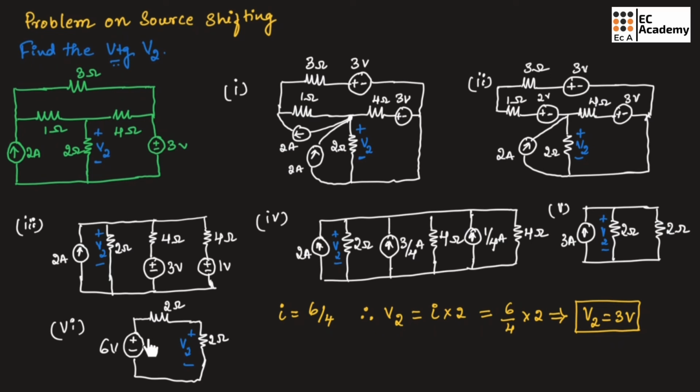Now from this we can find the current. Current is equal to voltage divided by total resistance. So it is 6 by 4. Therefore we can find the voltage across the 2 ohm resistor as I into R. So here R value is 2 ohm, I value is 6 by 4. So 6 by 4 into 2. So voltage is 3 volts. So voltage across the resistor is 3 volts.